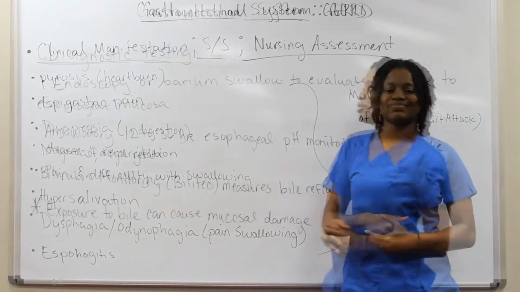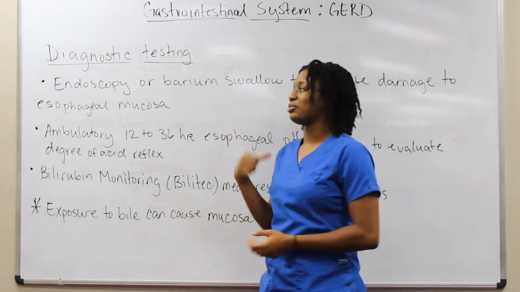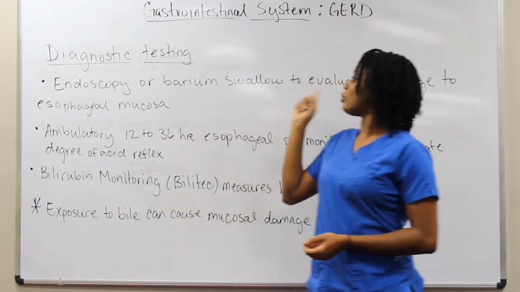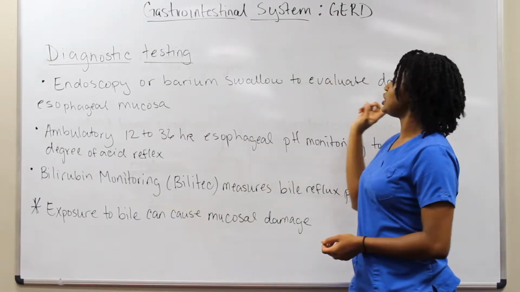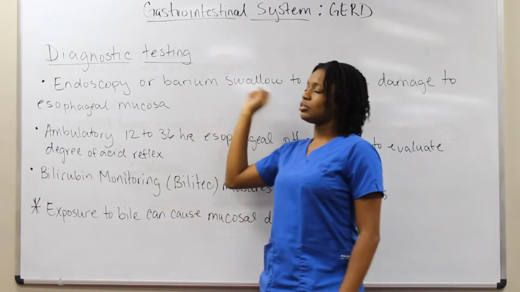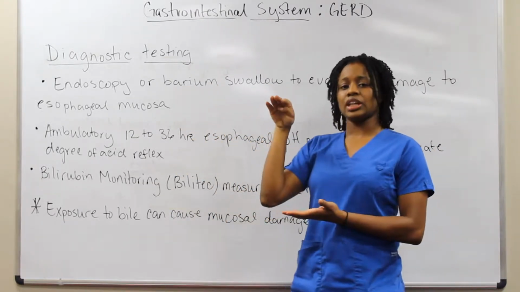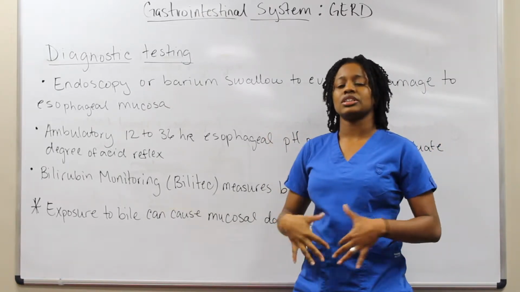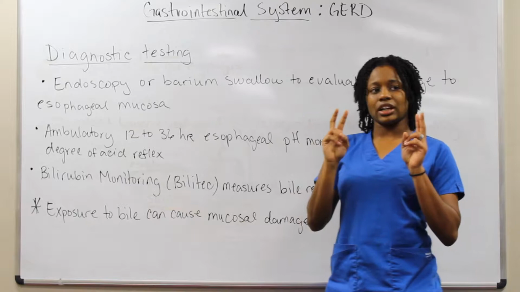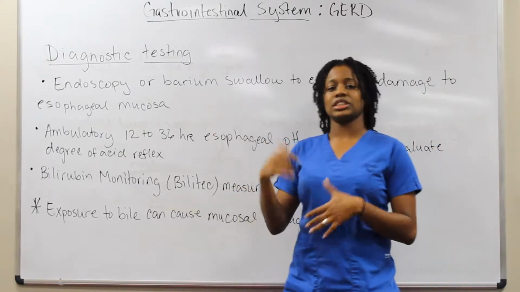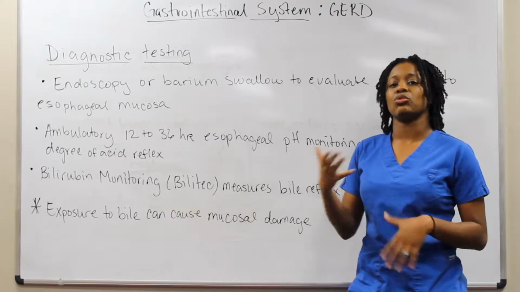All right, so now we're going to talk about the diagnostic testing, right? So you're going to do an endoscopy, or barium swallow to evaluate the damage to the esophageal mucosa. Okay, and the barium swallow is just a solution that you swallow, and it's going to light up your insides. Think of it as a highlighter, right? It's going to glow up those areas that the doctors need to see within the GI tract to see exactly what's going on.